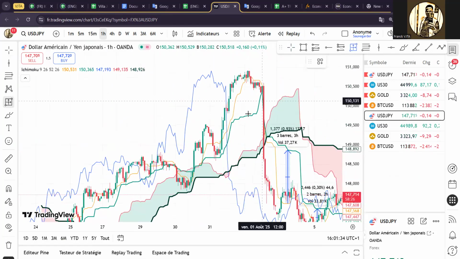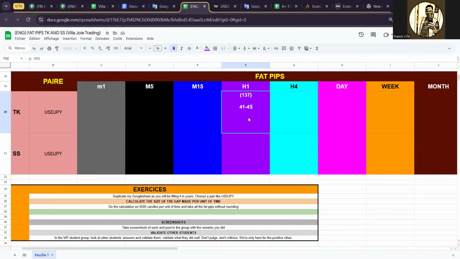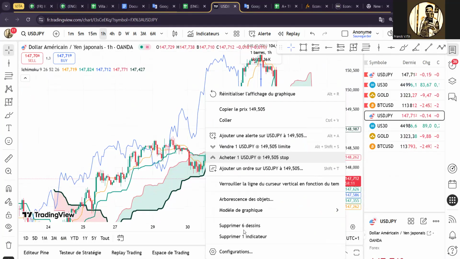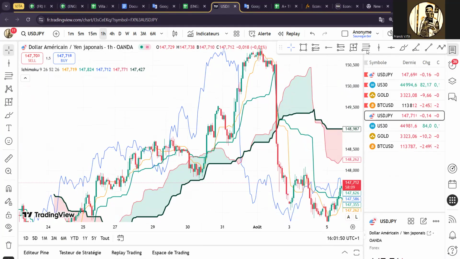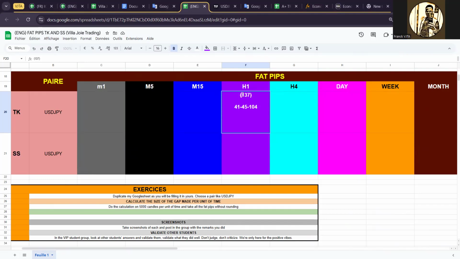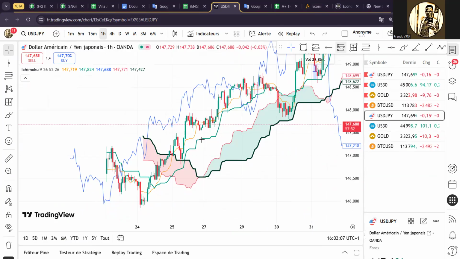I have this fat that made the price reverse. That is 104 pips. But let us look now at how many pips made the price correct in 1 hour. This one made the price make a correction. This one was 35 pips. So I'll come and put here 35 pips for correction. So I also have another one here for a correction.